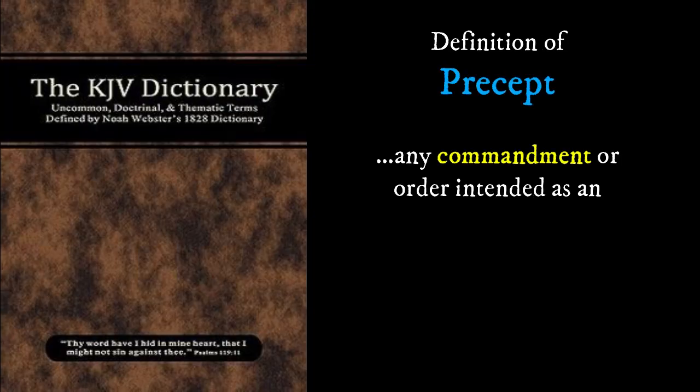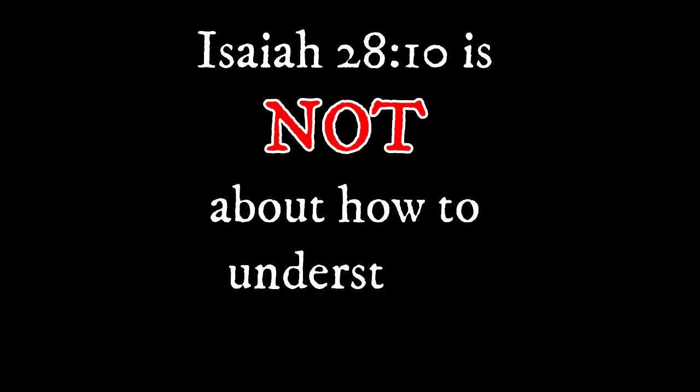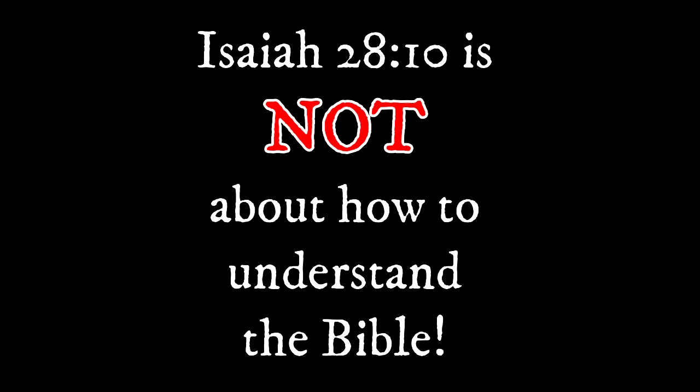The KJV dictionary defines the word precept as follows. In a general sense, any commandment or order intended as an authoritative rule of action, but applied particularly to commands respecting moral conduct. The 10 commandments are so many precepts for the regulation of our moral conduct. So a precept is a commandment, and examples of precepts are the 10 commandments.